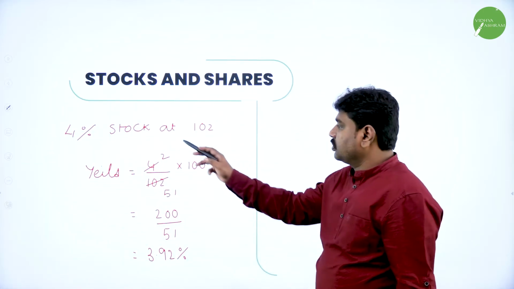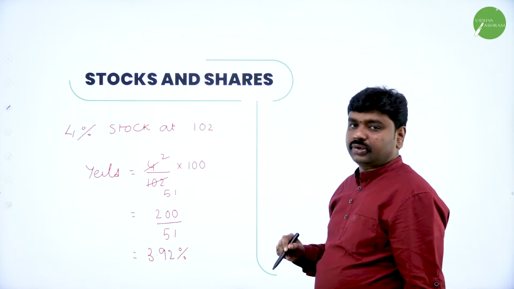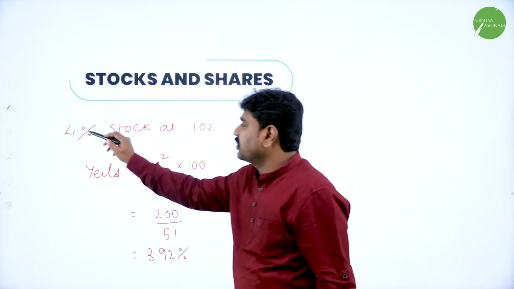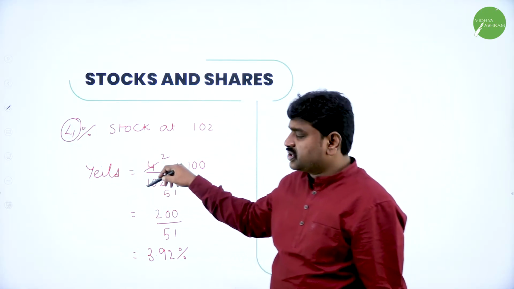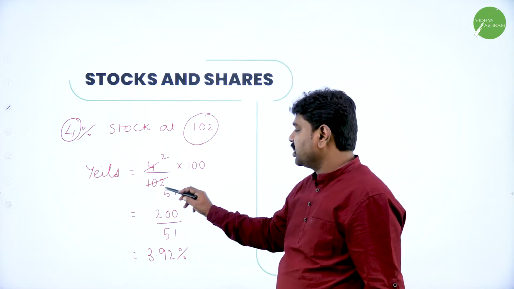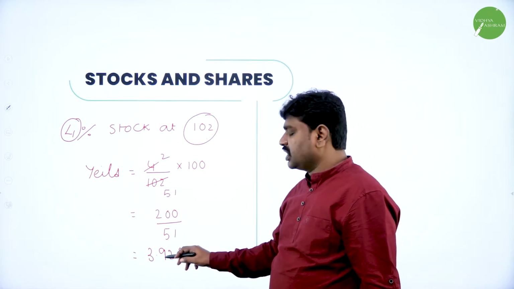3.92%. So now 4% stock at 102. How to calculate yield? Yield is income by investment into 100. Income means whatever they gave, so 4% means income is 4 rupees, and stock at 102 means this is your investment, into 100. You will get the percentage 3.92%.